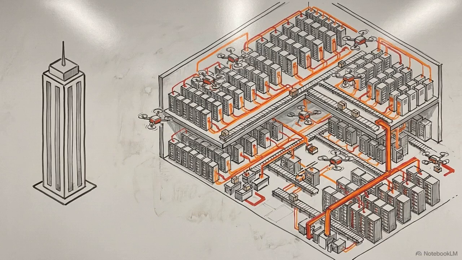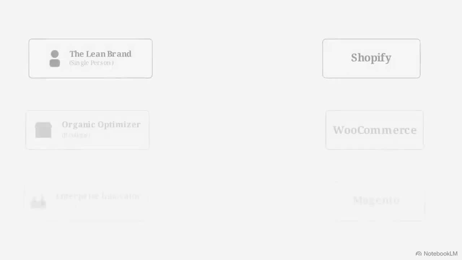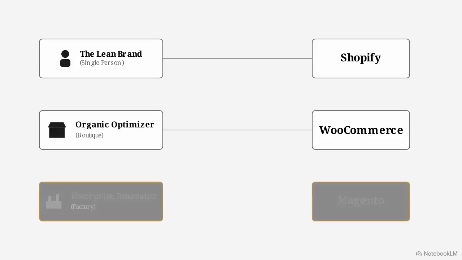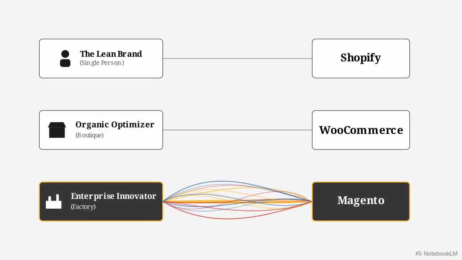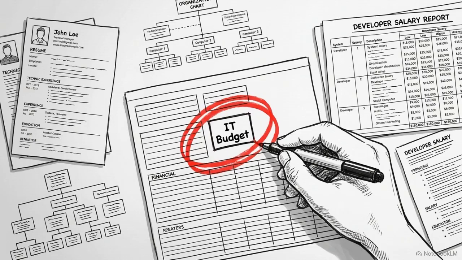Profile 3 is the enterprise innovator. These are high-volume operations with massive SKU counts, or those deploying heavy, custom headless tech. As this checklist shows, Magento is the viable path for the enterprise innovator. It is the only infrastructure in this group built to support extreme custom backend complexity.